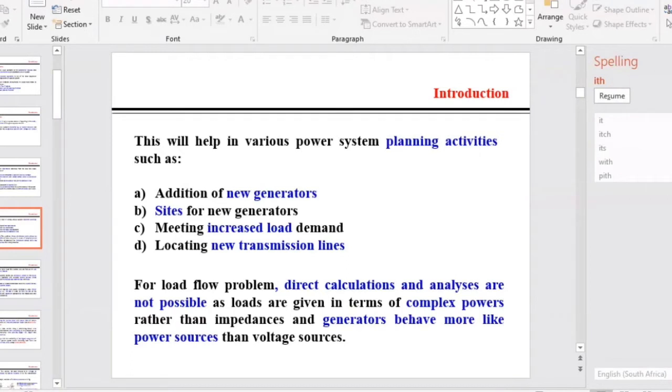So that's why we cannot do direct calculation and analysis in load flow study, because they are not voltage sources. The power sources are not voltage sources. They are power sources. They supply power, active power and reactive power. And loads are not impedances. They are complex powers. They consume active power or reactive power, and sometimes a combination.